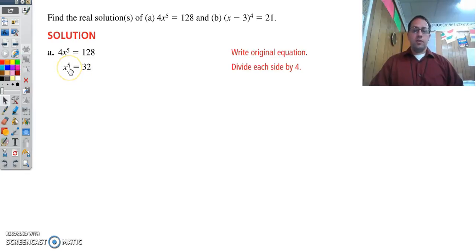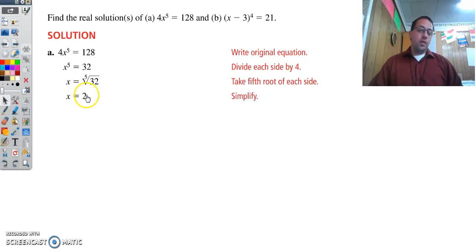Now we've got to get rid of this power of 5. Just like with x squared, where we undo raising it to the power of 2 by square rooting, here, instead of square rooting, we're going to take the 5th root of both sides. The 5th root of x^5 is x, and we have the 5th root of 32. So we need something that we can multiply by itself 5 times and get 32, and that would be 2. So x equals 2. And there it is.